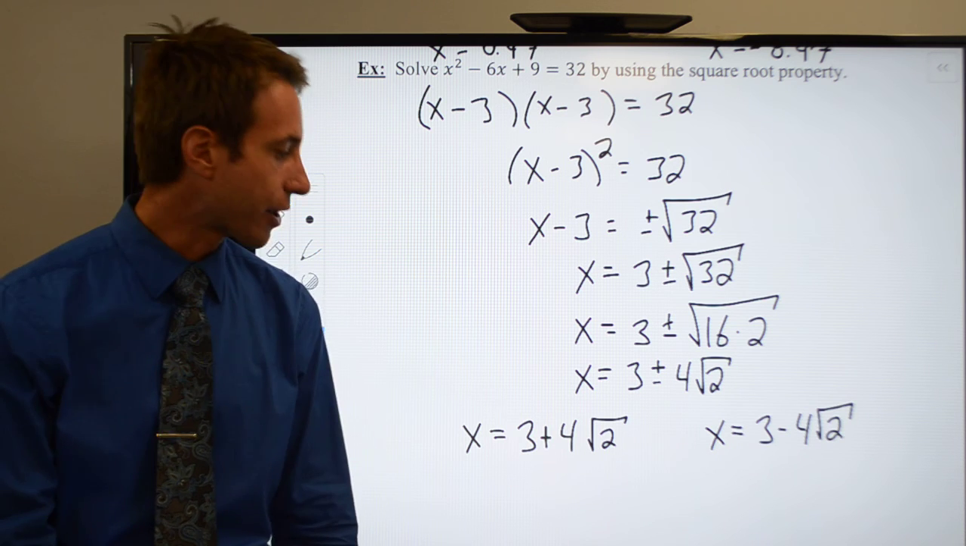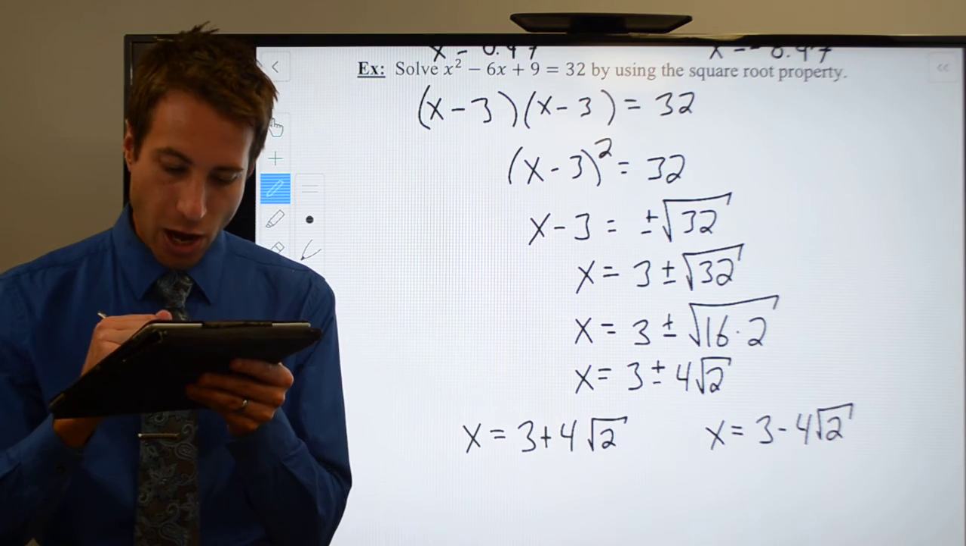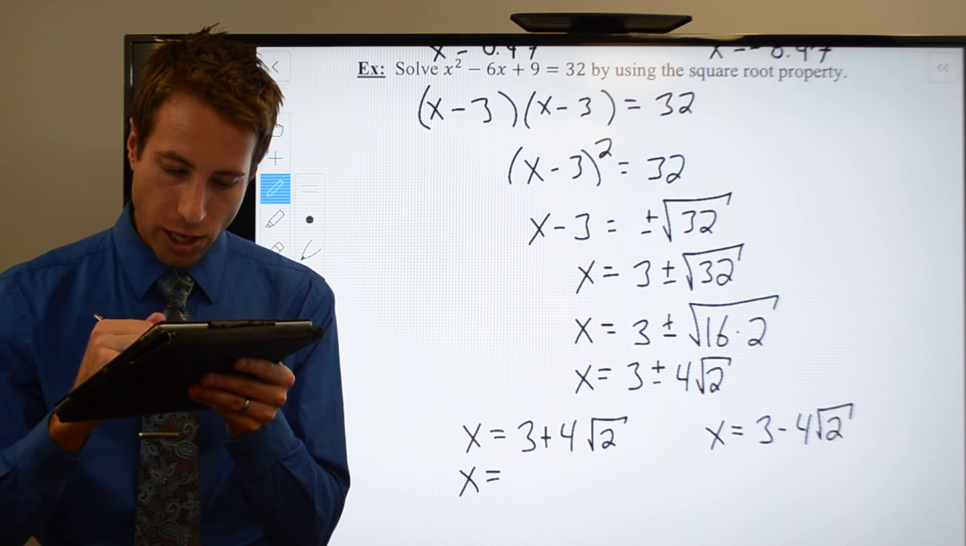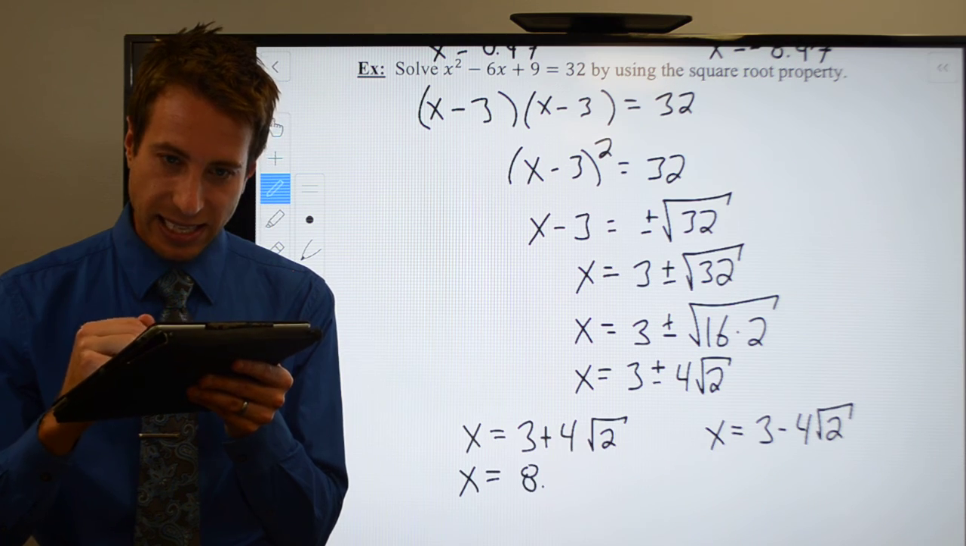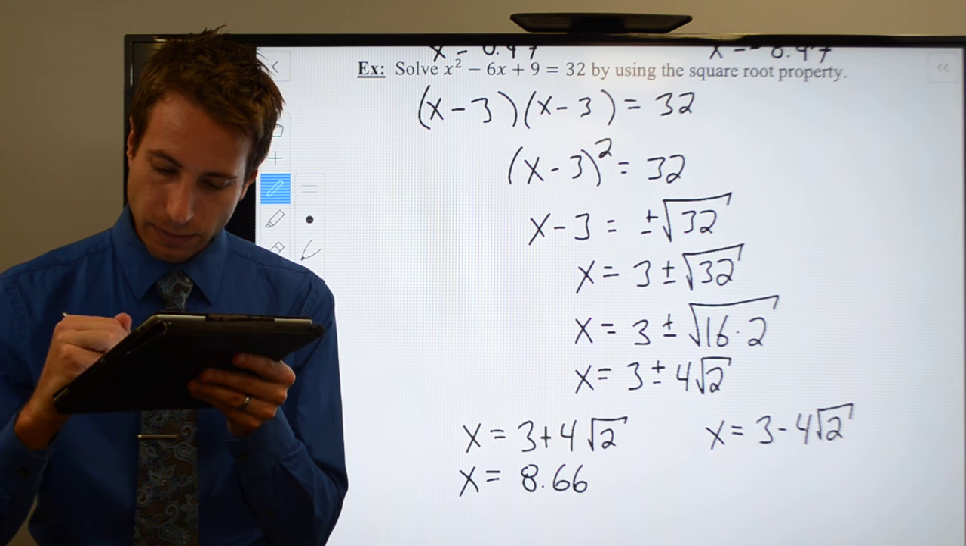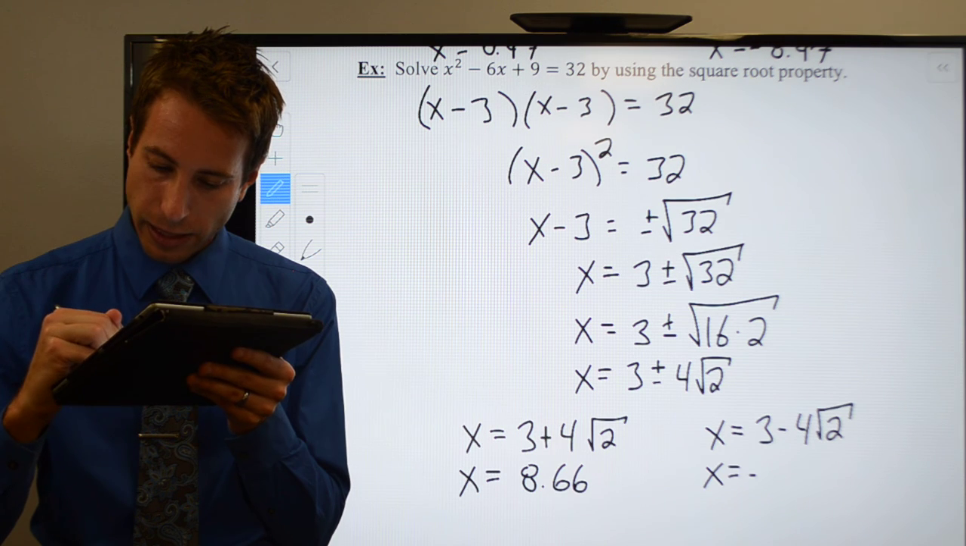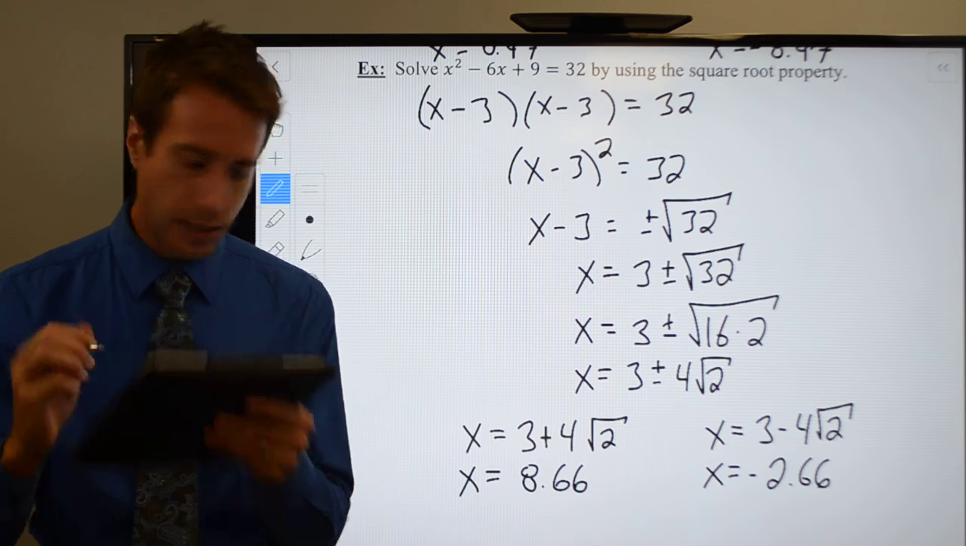And again, if you got a calculator there with you and you were to throw those in, rounding to 2 decimal places, you would get 8.66. And x equals negative 2.66.